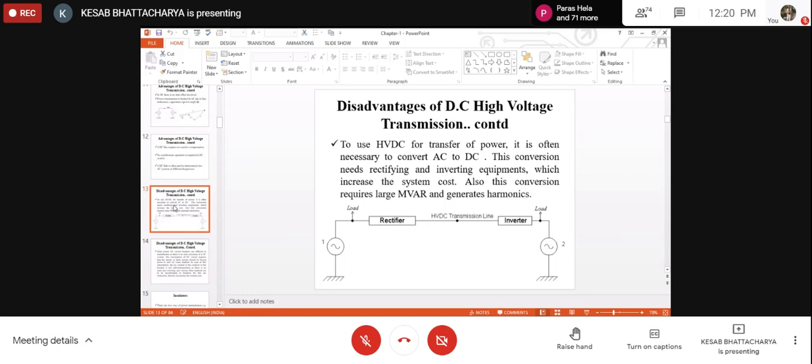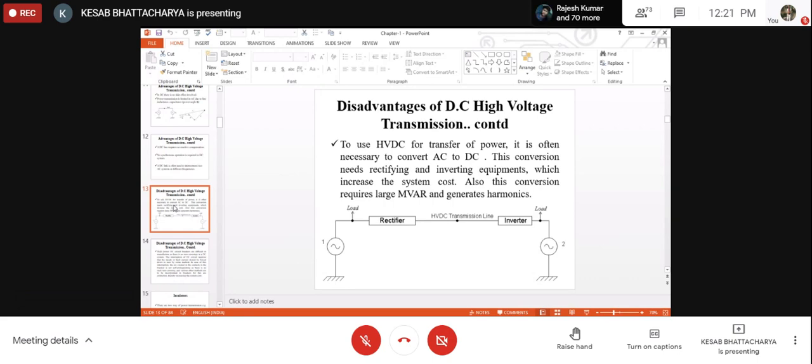Now, so far we have discussed so many advantages of HVDC transmission. But even then, as we were discussing initially, even though the DC system provides so many advantages, even today the DC system is not very popularly used in transmission. That is because of two major disadvantages.